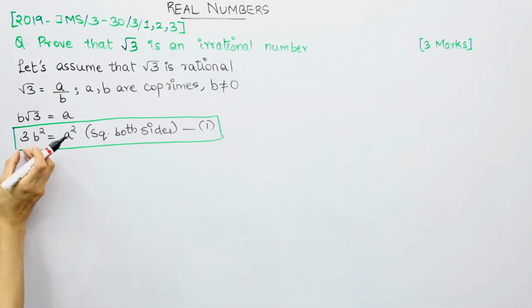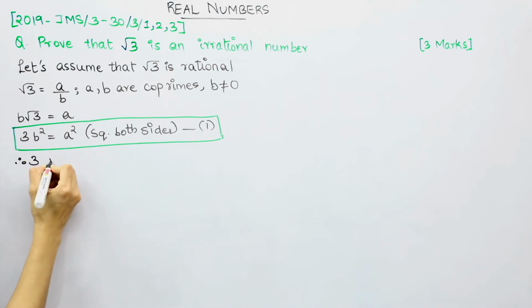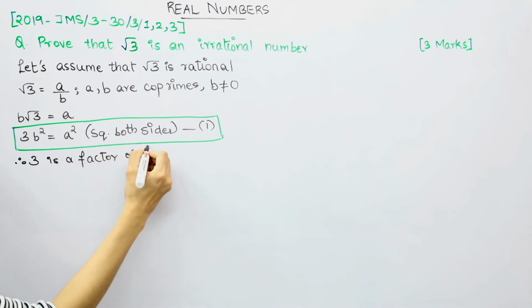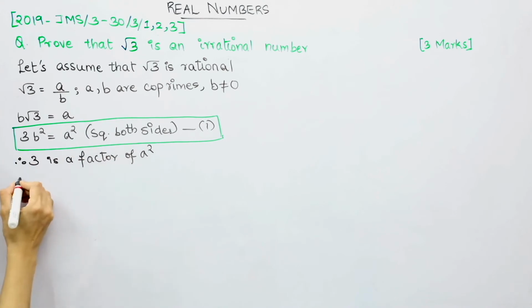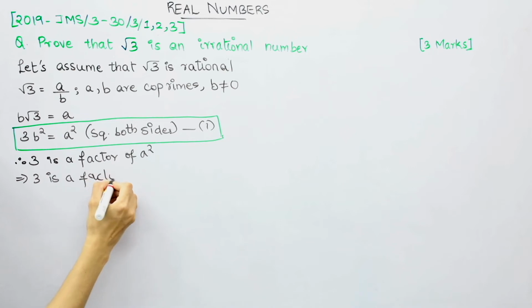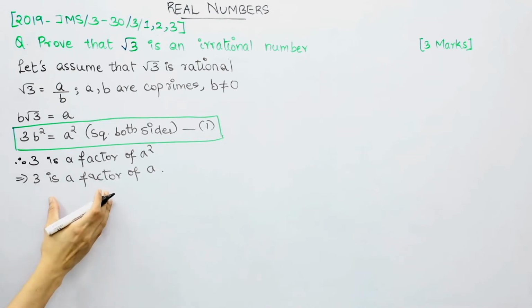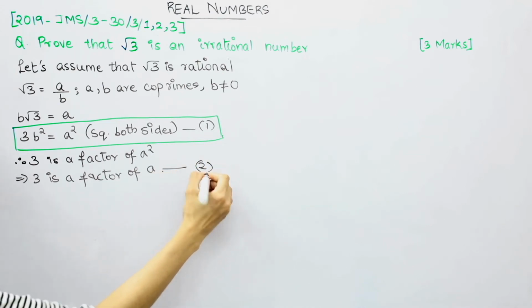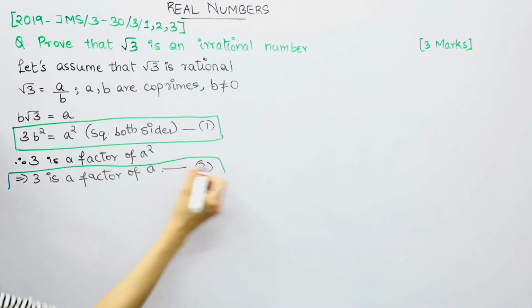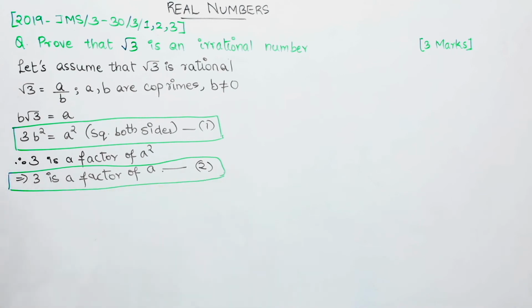Here, 3 multiplied by a number is a square, which means 3 is a factor of a square. If 3 is a factor of a square, it implies that 3 is a factor of a. This is as per a theorem from this chapter: if a prime number divides a square, then it also divides a. And this becomes our statement 2. We arrived at the conclusion that 3 is a factor of a.